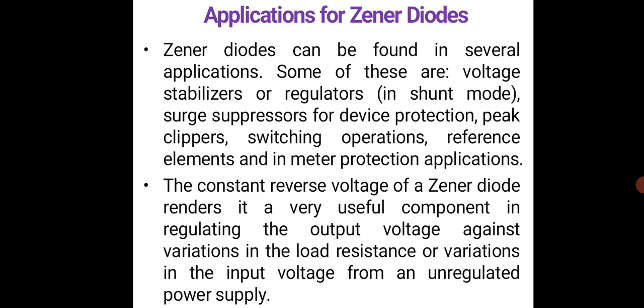Voltage stabilizers or regulators, preferably in the shunt mode, that is in the parallel mode. Surge suppressors for device protection. Peak clippers, switching operations, reference element, and in meter protection applications. The constant reverse voltage of a Zener diode renders it a very useful component in regulating the output voltage against variations in the load resistance or variations in the input voltage from an unregulated power supply.